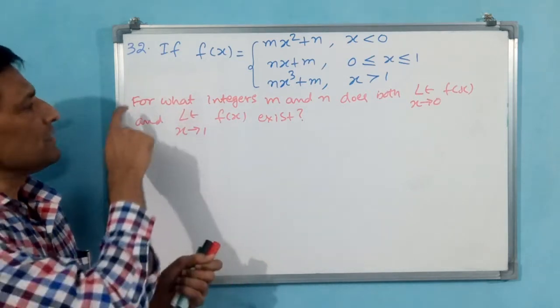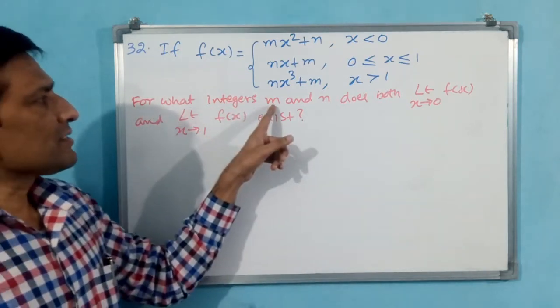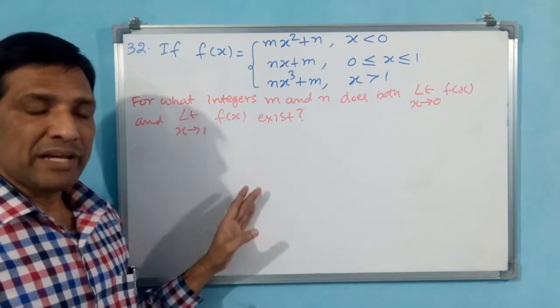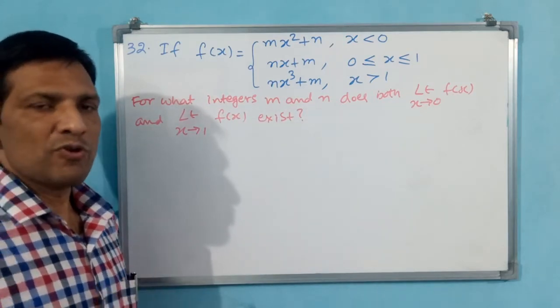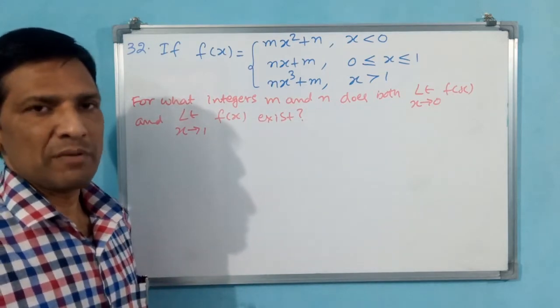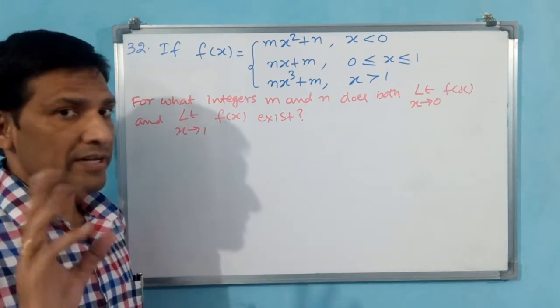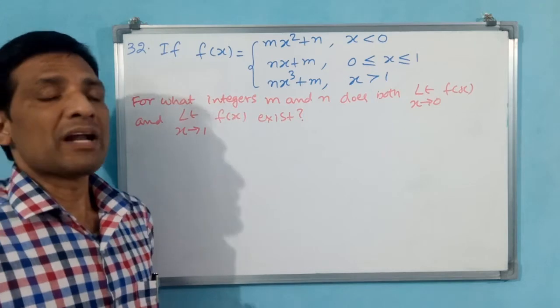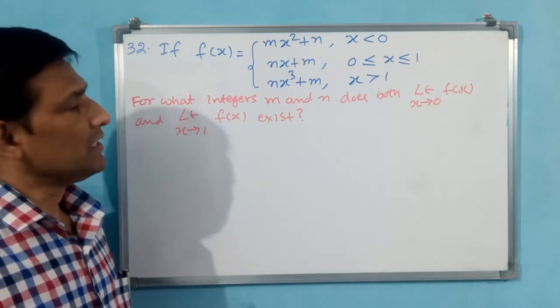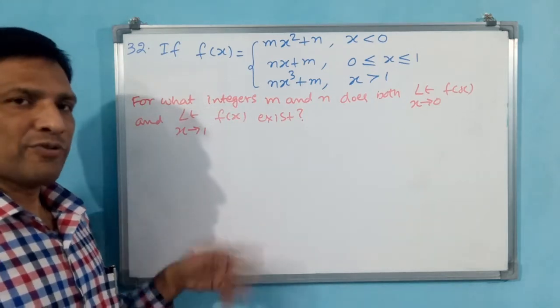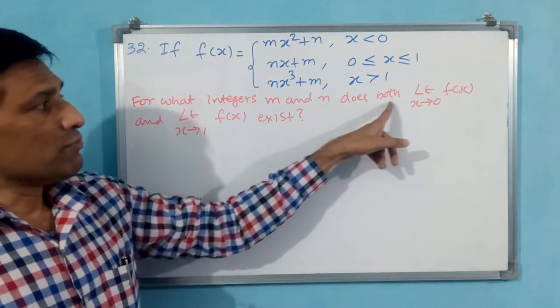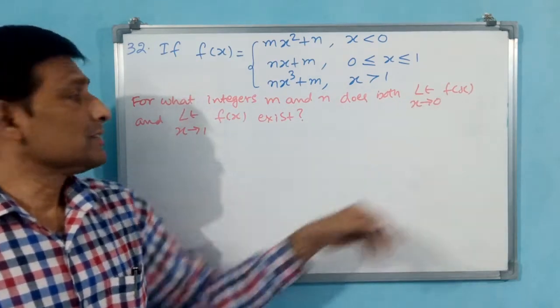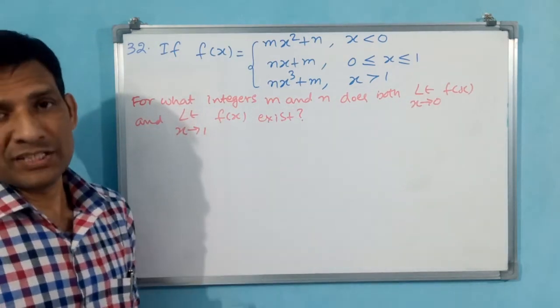And now what are they asking, you see? For what integers m and n? That means m and n may be integers. Integer means negative integers and positive integers will both be there, not ordinary real numbers, and not rational numbers or anything like that. Integers, but negative and positive, both. Does both limit x tends to 0 of f of x and limit x tends to 1 of f of x exist?